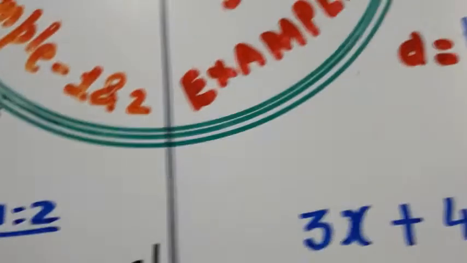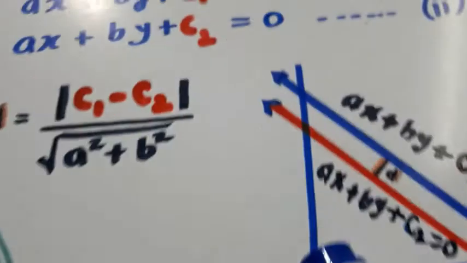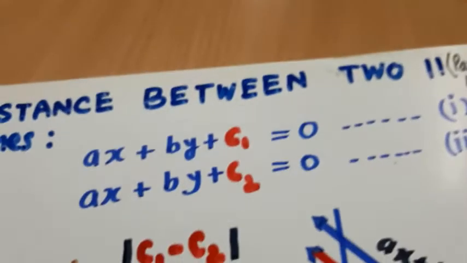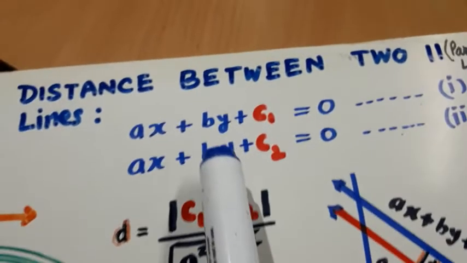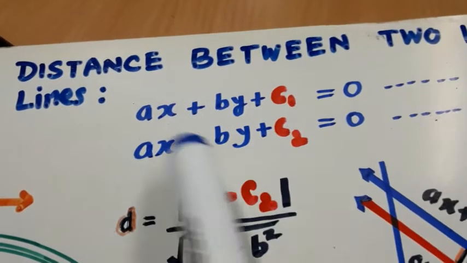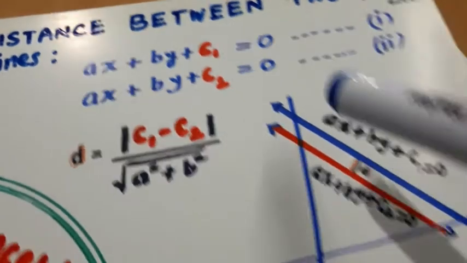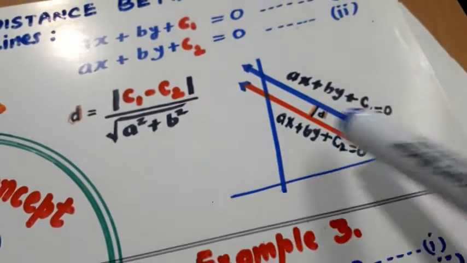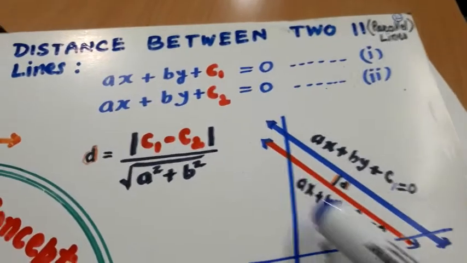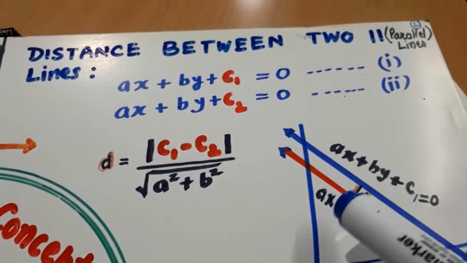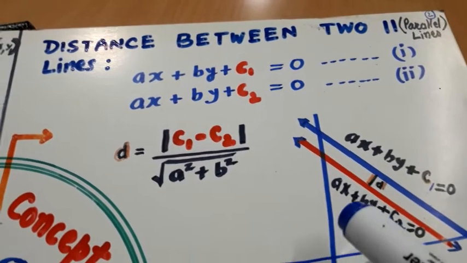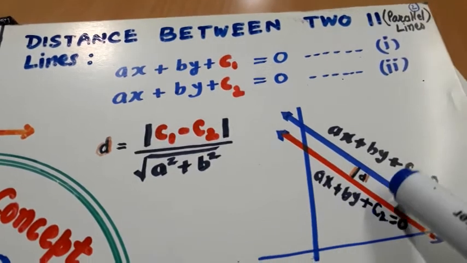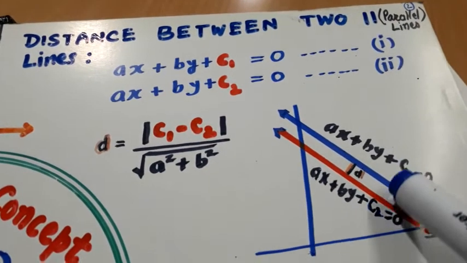Now let us go to find the distance. Another formula, another trick. These two lines are given, their slopes are equal. These two lines are parallel. Look here. One line is blue color, other is red color. Slope is the same, minus A over B here, minus A over B here. But the constant terms are different.